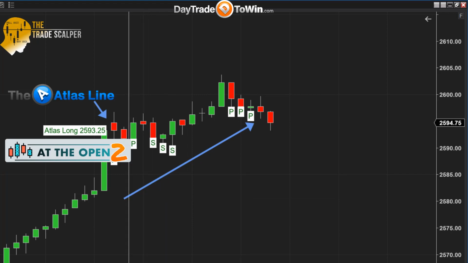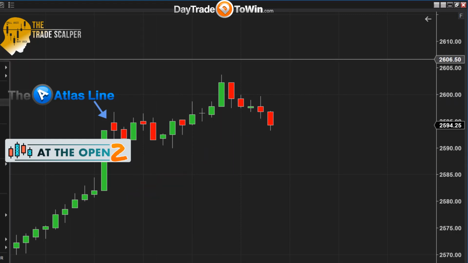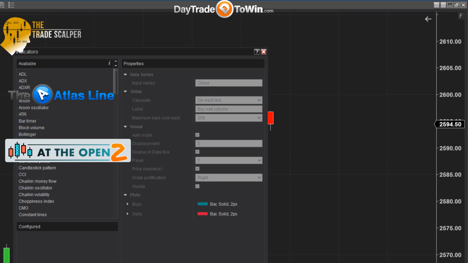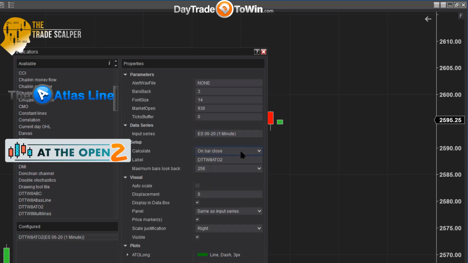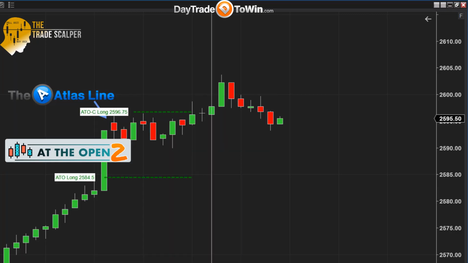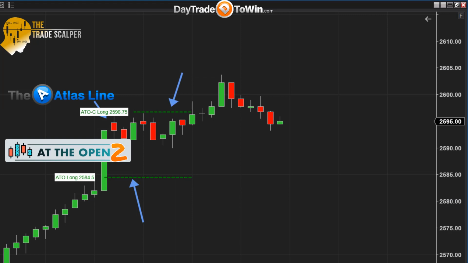So this is the Atlas line so far. If I remove the Atlas line and I add the ATO, right? Again, same thing. The market open for me is at 9:30. I don't really have a sound file or anything. This is the at the open method, indicating to go long here and then to go long here.